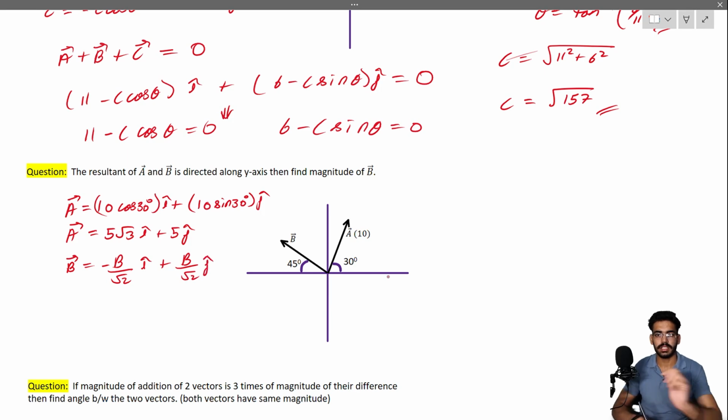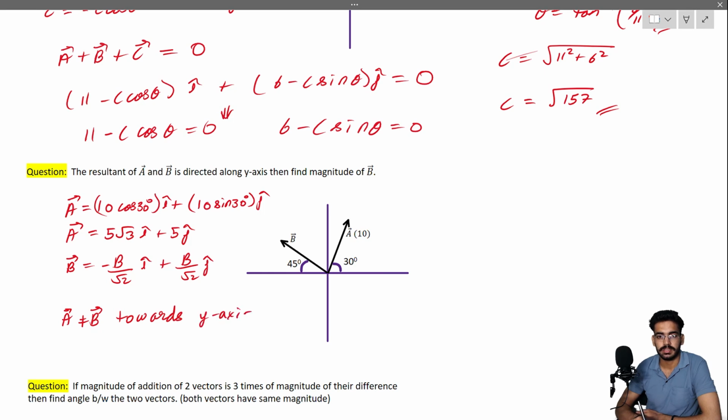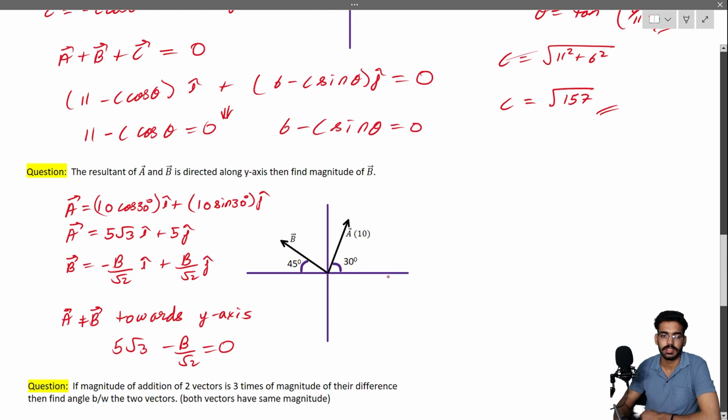Okay, now he's saying it is along the y-axis, the resultant of A and B. So A vector plus B vector is towards the y-axis, which means the sum along the x-axis is 0. Along the x-axis is 0 means 5 root 3 minus b by root 2 is going to be 0. So from here I can say b is equal to 5 root 6. So this came as my magnitude.